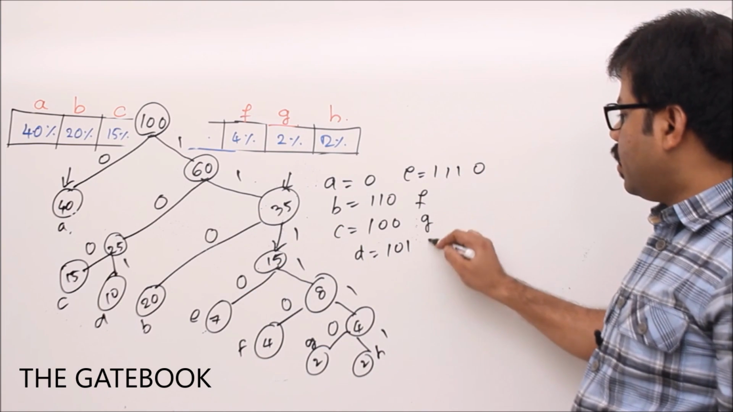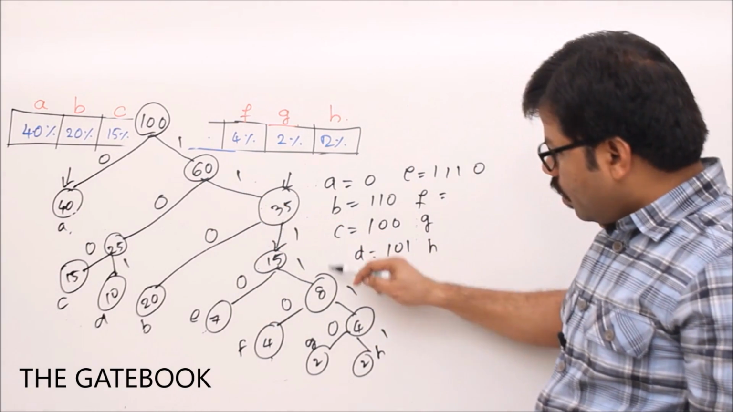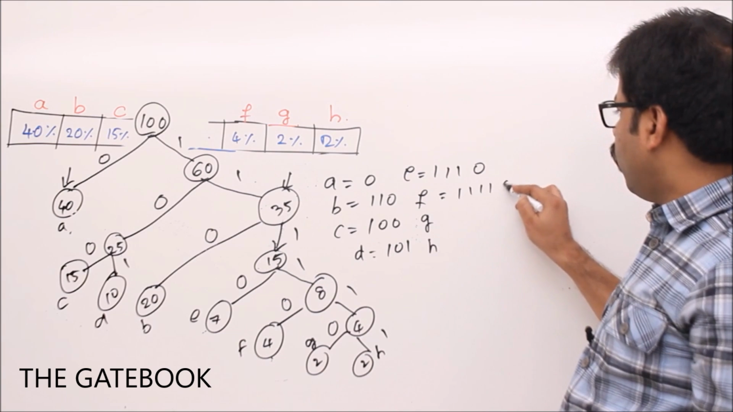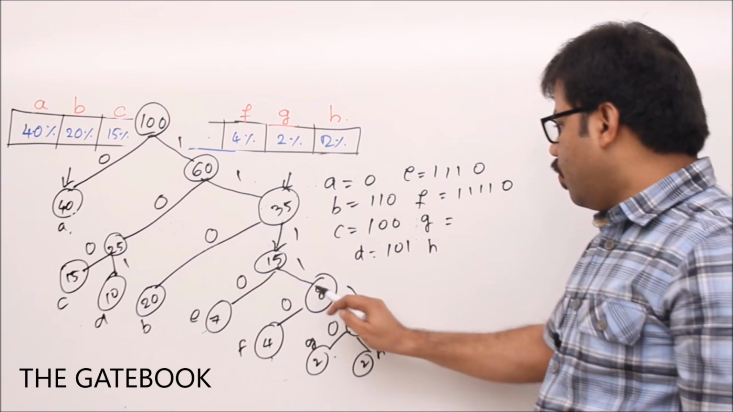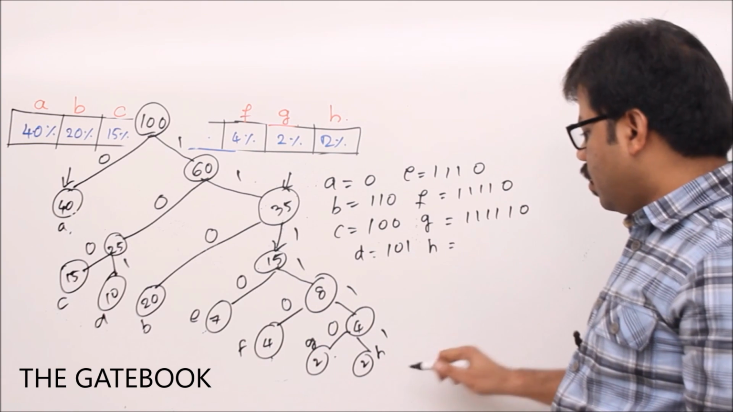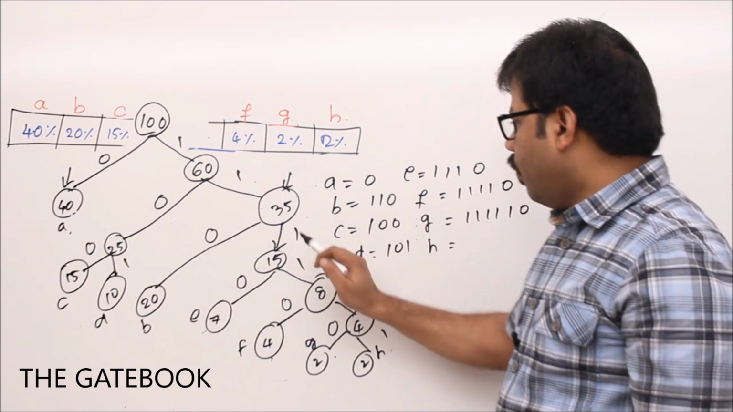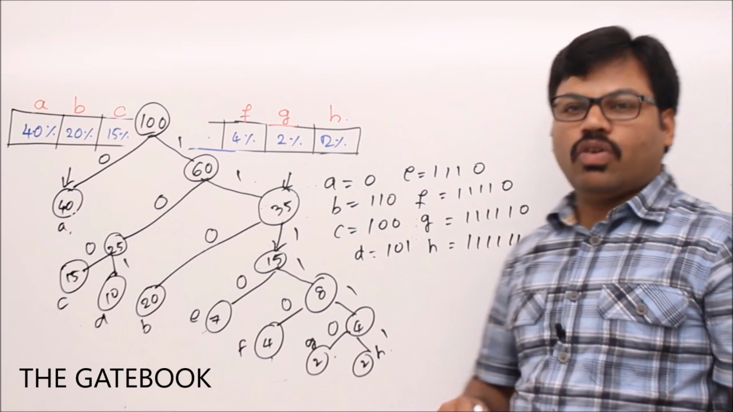Next F, G, H. What is F here, right? 1 1 1 1 0. 4 ones followed by 0. G here. So for that 1 1 1 1 1, 5 ones, then 0. H here, right? So 1 1 1 1 1 1, 6 ones. So this is about encoding, right?